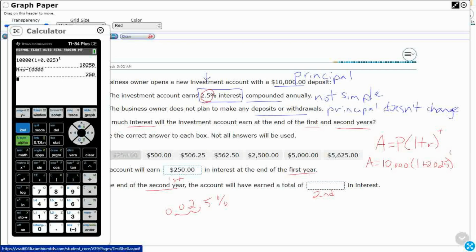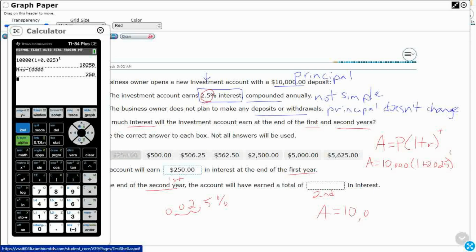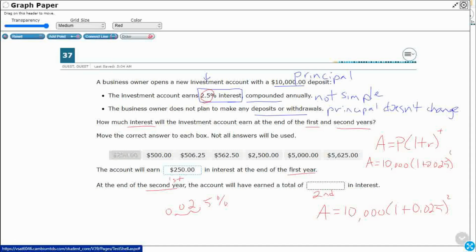Now let's calculate it again, but now we need it for 2 years. $10,000, 1 plus 0.025, and let's do that. So 10,000, 1 plus 0.025. We're going to raise that to the second power for 2 years, and then we're going to take away 10,000. 506.25. That is our other answer.